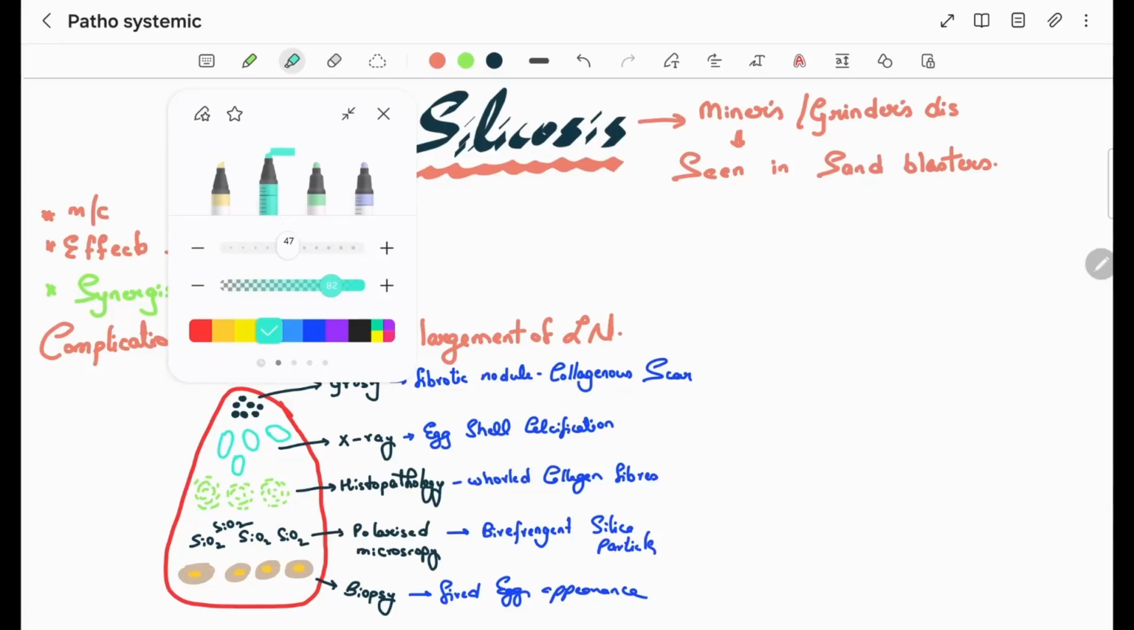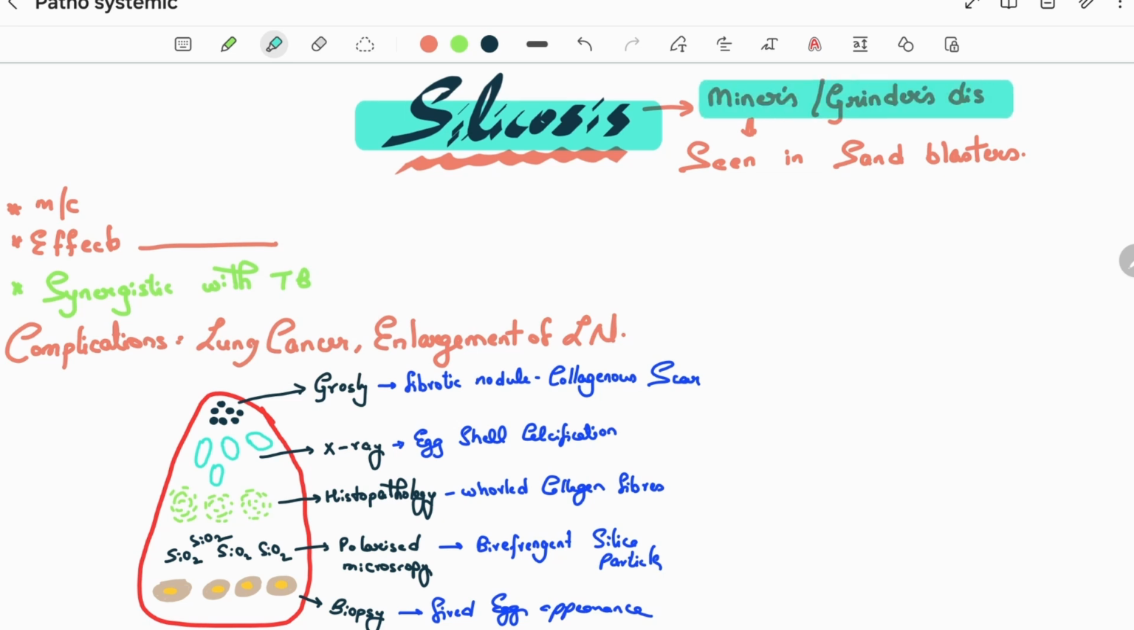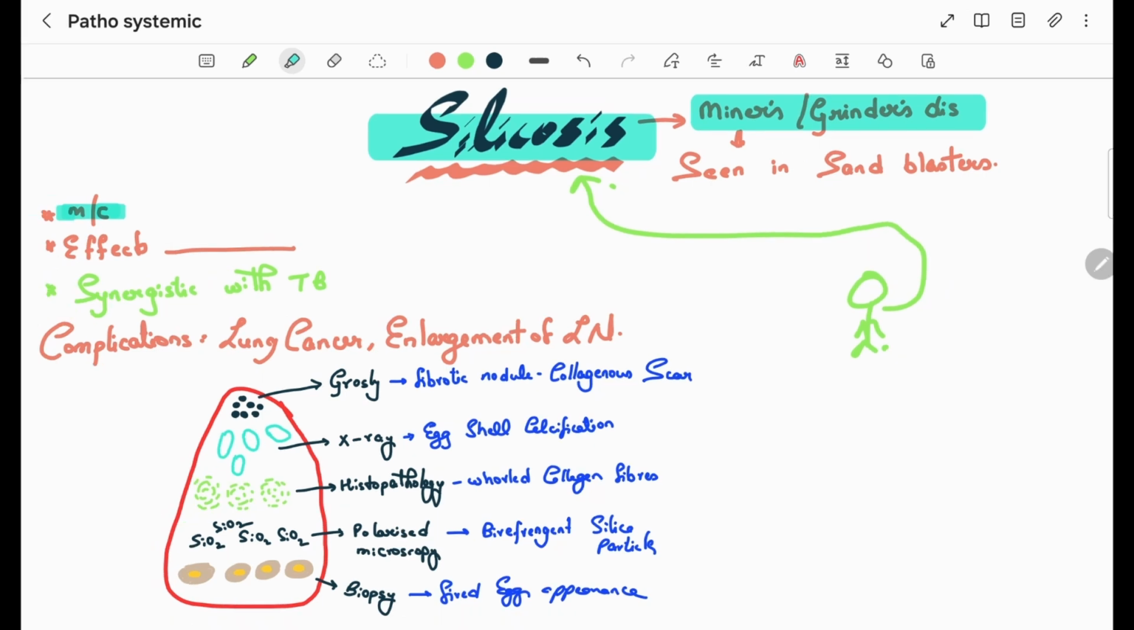Okay, that is silicosis. This is also called miners or grinders disease. Means the people who are working in the mines will get this disease. Seen in sandblasters. Yeah, this is the most common occupational disease that we can get. And the most important question is what part of the lung is getting affected. For example, this is a lung. This is the upper lobe and this is the lower lobe. What part of the lung is affected in silicosis is very important.